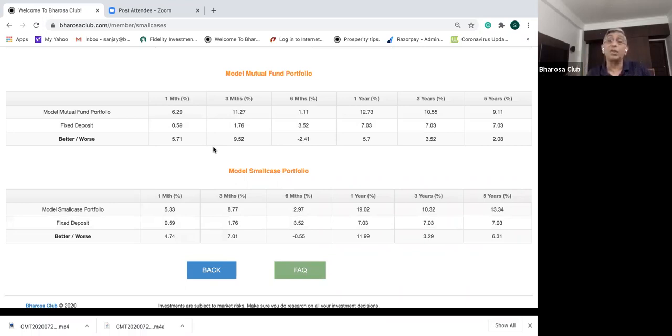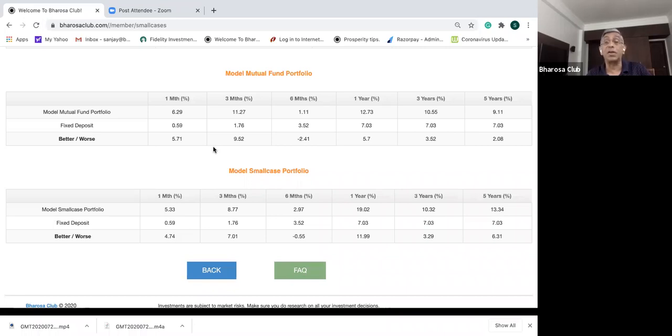So what can we learn from this? It looks like small cases are not a bad choice from a performance standpoint, but the performance does vary. So whatever you are more comfortable with, you can choose.